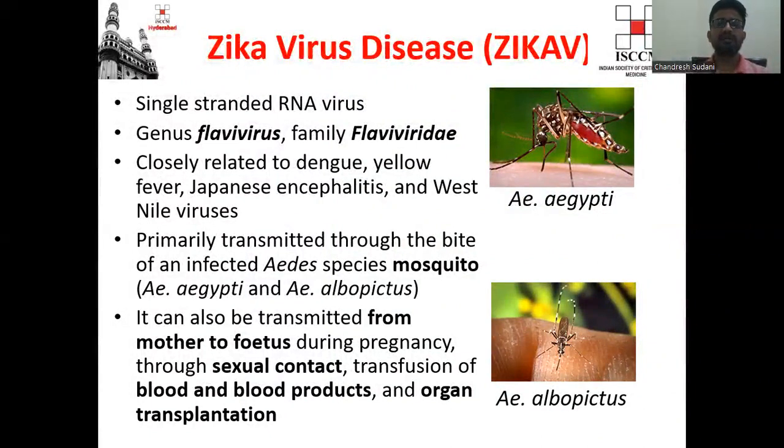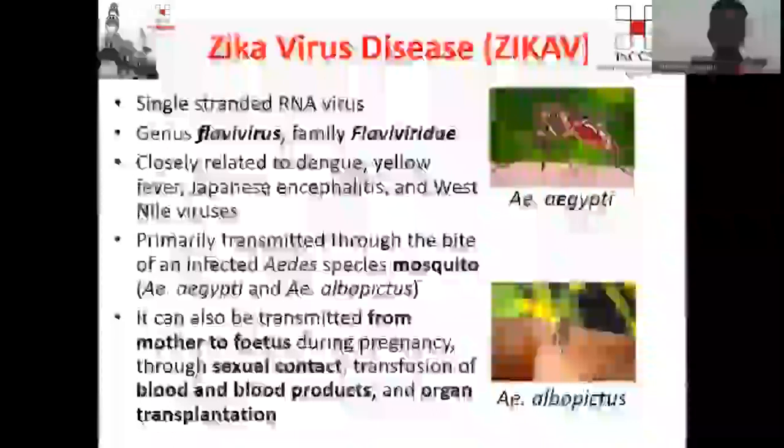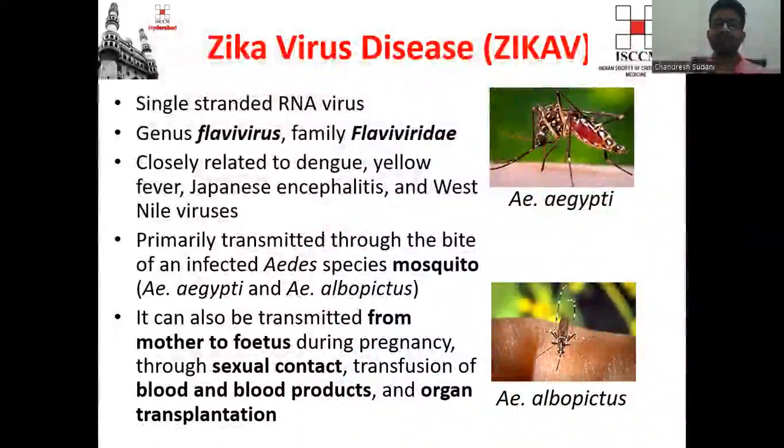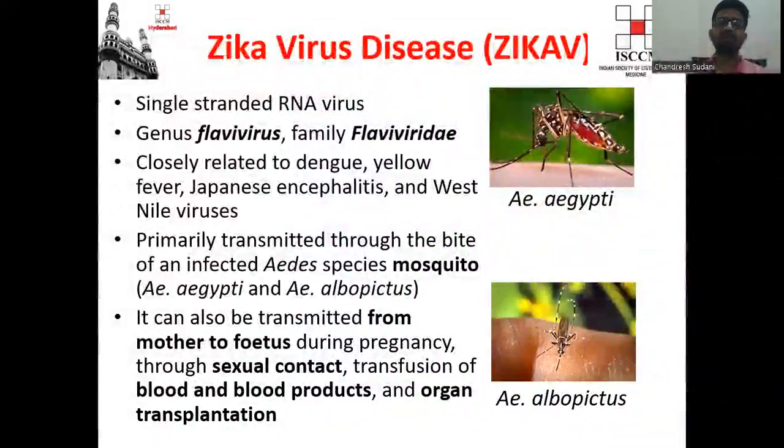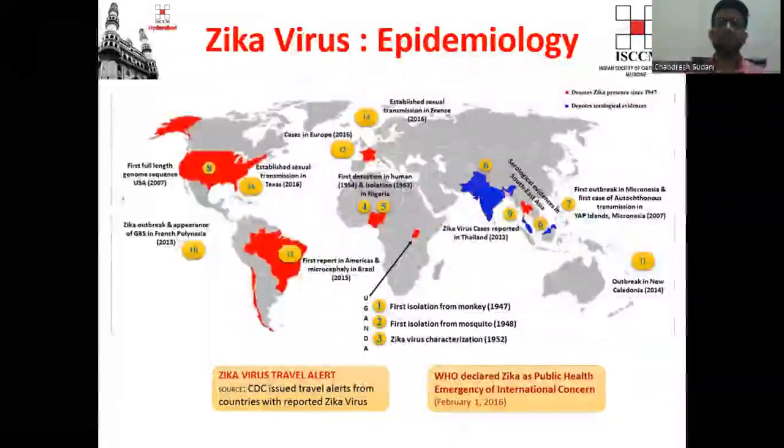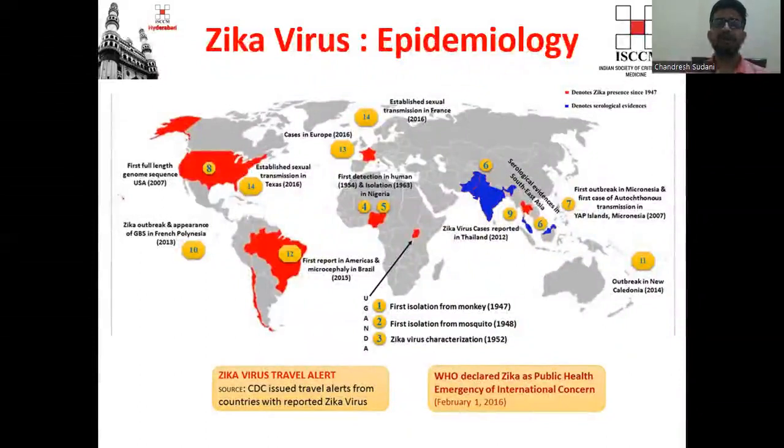Now, coming to the causative agent, it is a single-stranded RNA virus belonging to Flaviviridae. Here you will see that it is closely related to dengue, yellow fever, and Japanese encephalitis, along with West Nile virus. Primarily, this disease is transmitted through the bite of an infected Aedes mosquito, particularly two species, Aedes aegypti and Aedes albopictus. It can also be transmitted from mother to fetus during pregnancy, through sexual contact, through the transmission of blood or blood products, and also through organ transplantation. It is a widespread disease, and it has traveled from African countries to Asian countries.